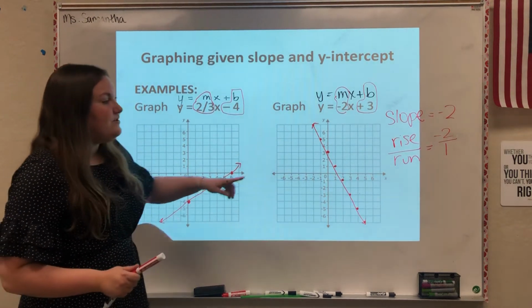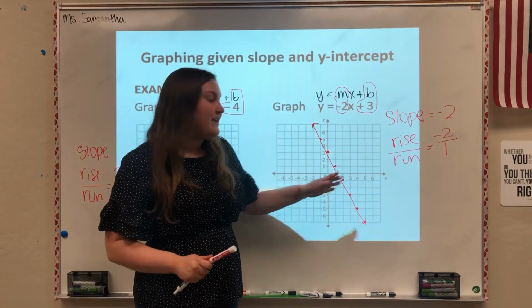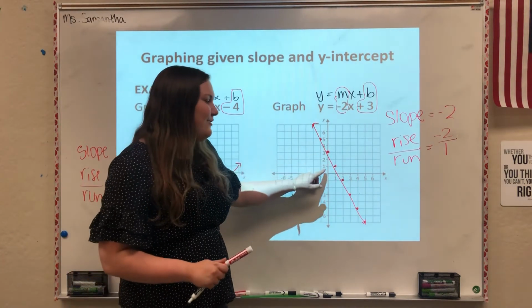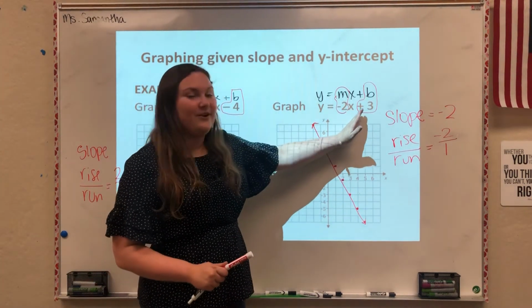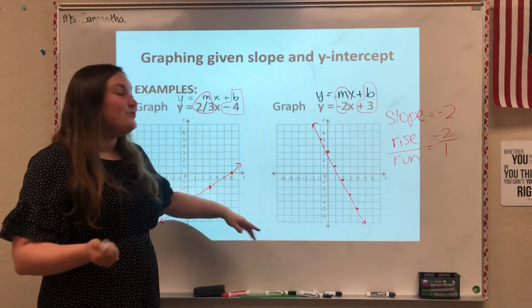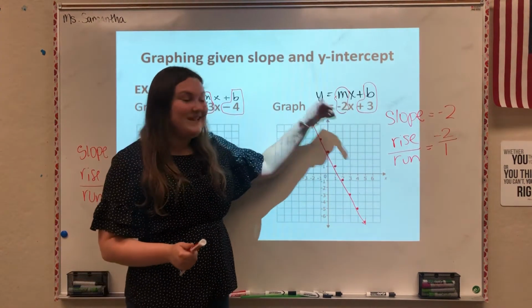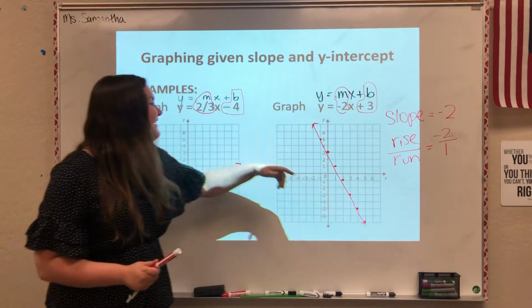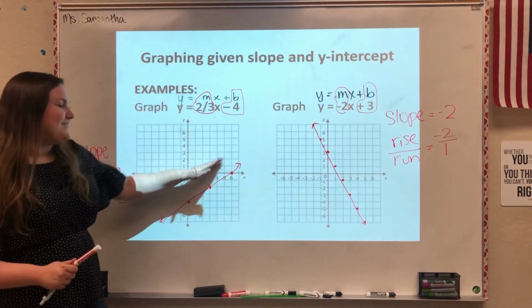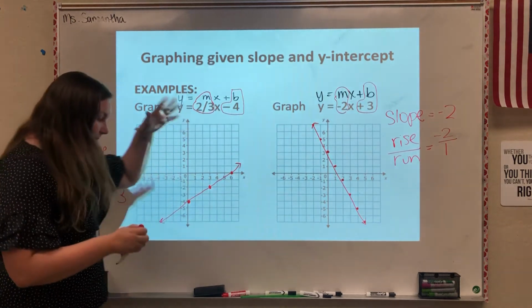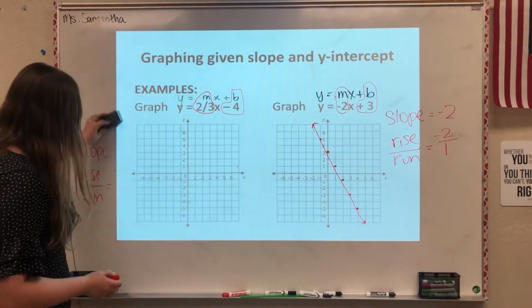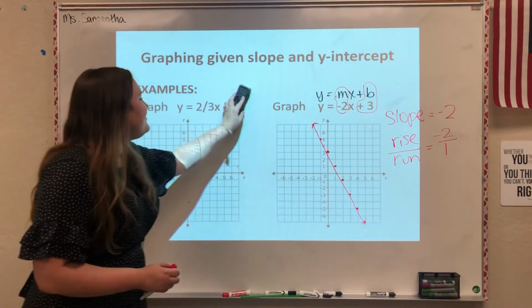Lots of times students do like the 2 over 1 correctly, but they go the wrong way. Instead of going down 2 over 1, they might go up 2 over 1 and have their line going this direction instead. So checking to make sure that if your slope is negative, the line goes down, and if your slope is positive, the line goes up is going to be a really helpful trick to do. Keeping these examples in mind, we've got 2 for you to try.